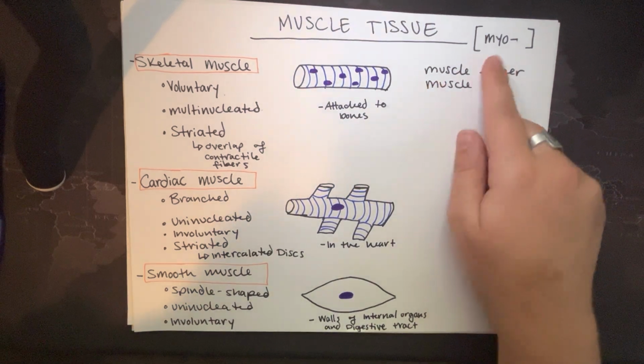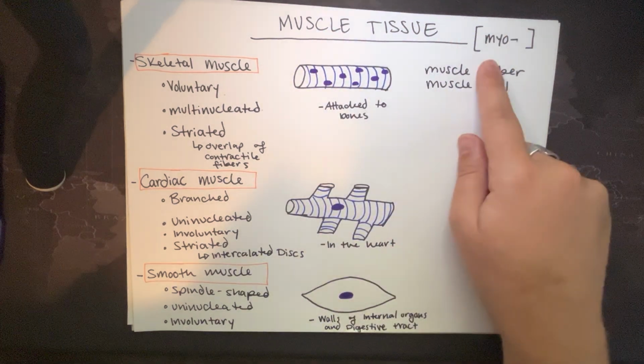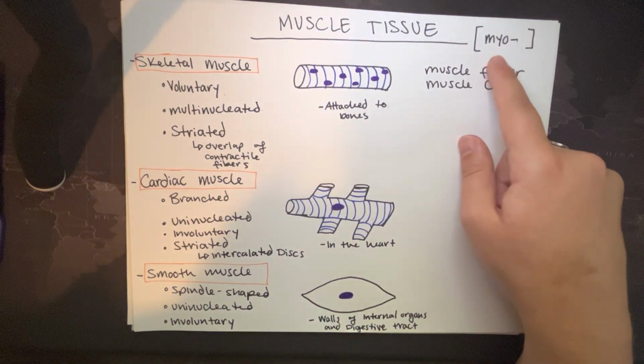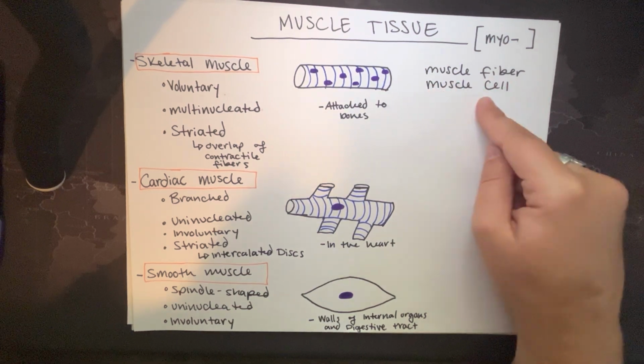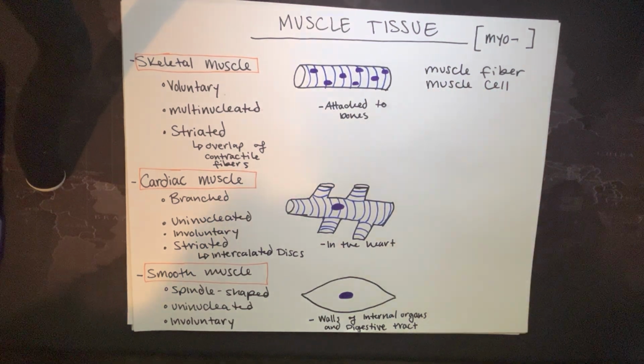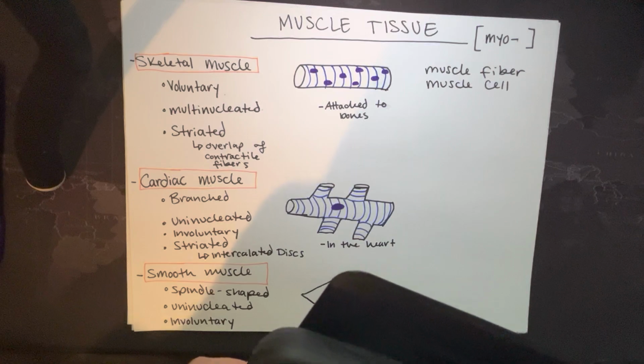I also want to make a reminder that myo is our prefix for muscle. So whenever we see the word myo, we know it has to deal with the muscular system. And that the words muscle fiber and muscle cell can be used in the same way. So if I say muscle fiber, I'm also talking about a muscle cell.